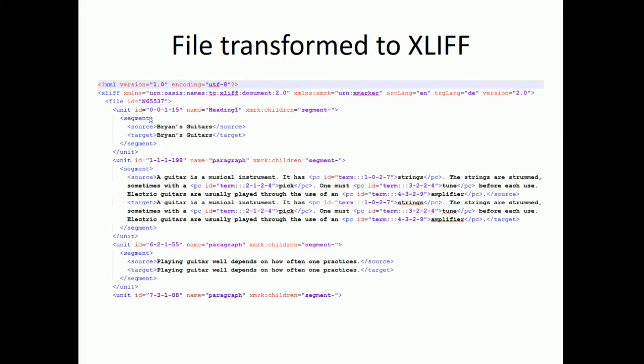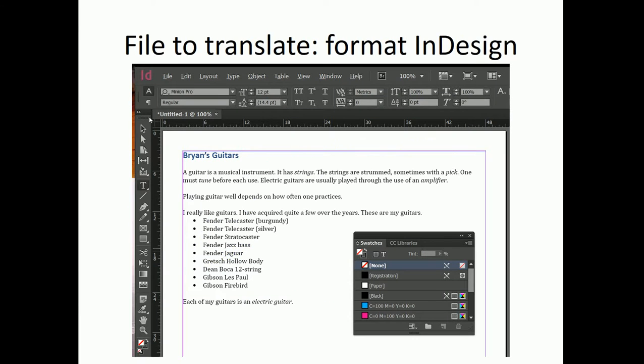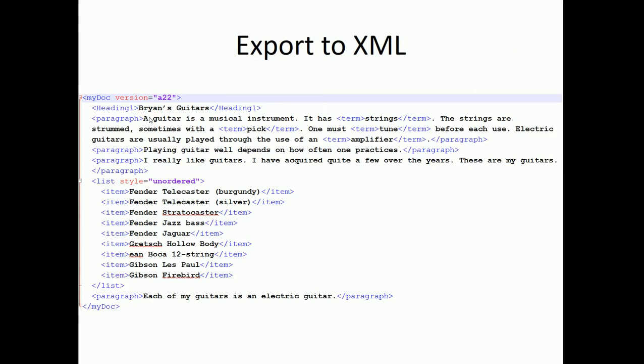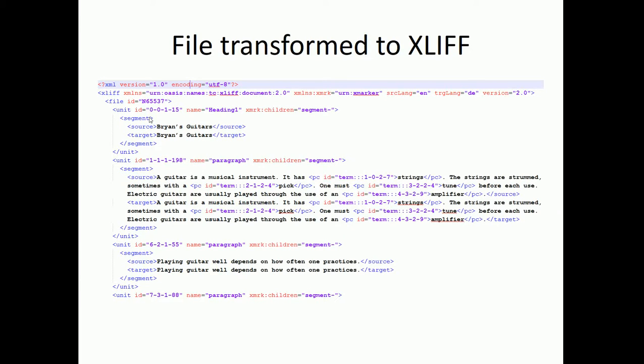This is XLIF. This isn't the whole XLIF file, this is just the top of the XLIF file, but you can see that some of the phrases that were in here, Brian's guitars, a guitar is a musical instrument, it has strings, are shown here in the native XML format. And then we've transformed that into XLIF, into segments with source and target. Brian's guitars, guitars, a guitar is the musical instrument, it has pick and strings, etc. So you can see that now this is a format that the translators can actually use their computer-aided translation tools to open natively.